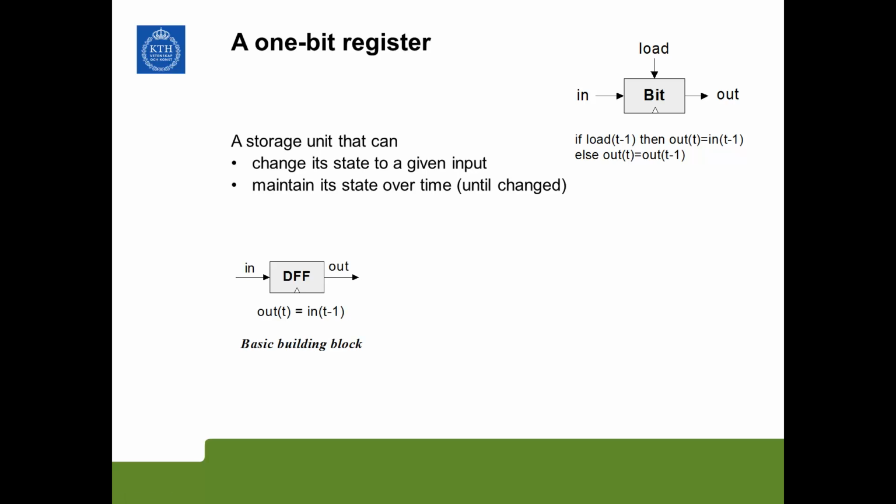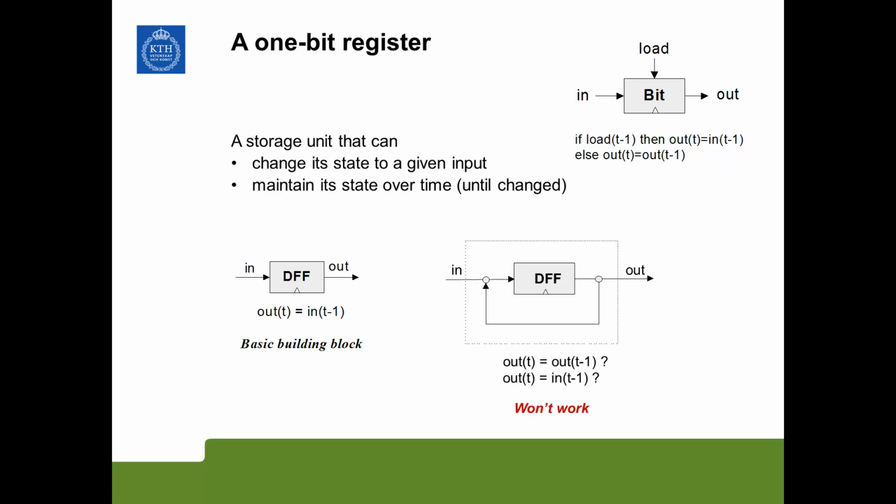So we start from the data flip-flop. At first thought, we might think that we simply take the output and feed it back to the input. But this is a mistake, because what would the input be to the flip-flop? Would it be the output or would it be the input? So this won't work.